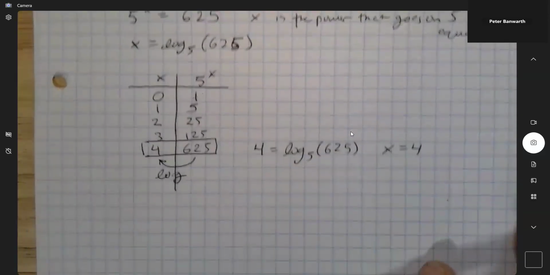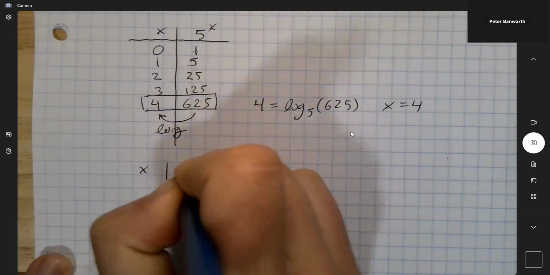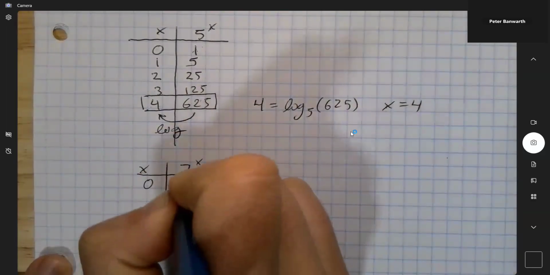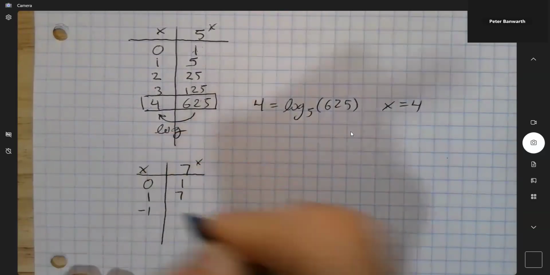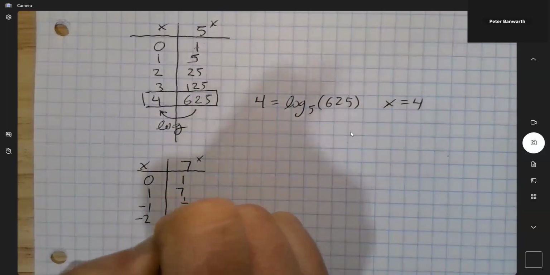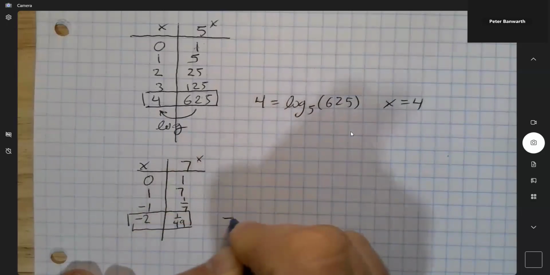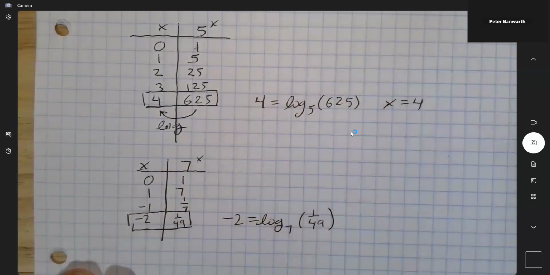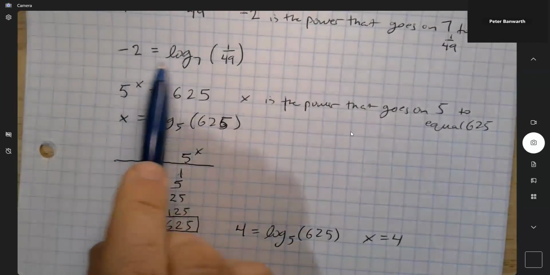Let's do, just for fun, another table. This time we're going to do x and 7 to the x. 0 definitely gives me 1. If x is 1, I get 7. If x is minus 1, I get 1 over 7. And if x is minus 2, I get 1 over 49. And there it is. Minus 2 is the power that goes on 7 to give me 1 over 49, which is exactly what I got when I wrote it in words up here.